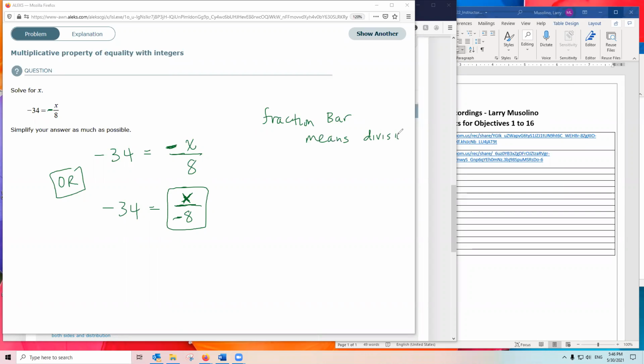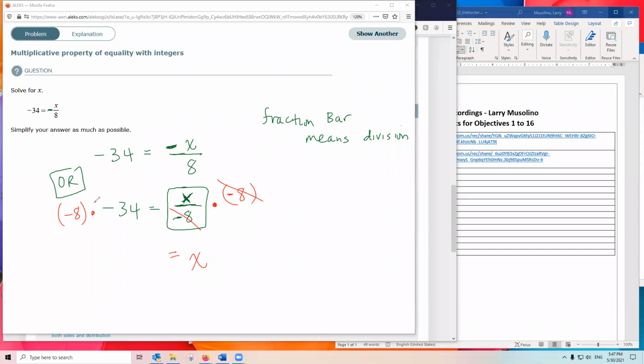So on the right-hand side, I want to cancel out that division by -8. Well, I know multiplying will do that. So I'm going to multiply by -8. But if I do that on one side, I have to do the same operation on the other side. On the right side, multiplying by -8, dividing by -8 cancels. That leaves me just x.